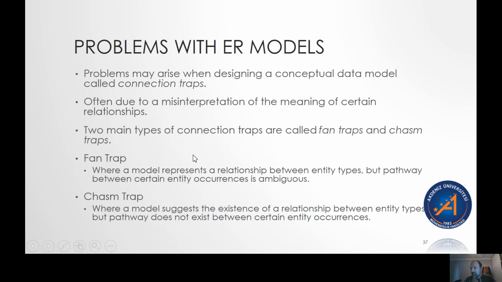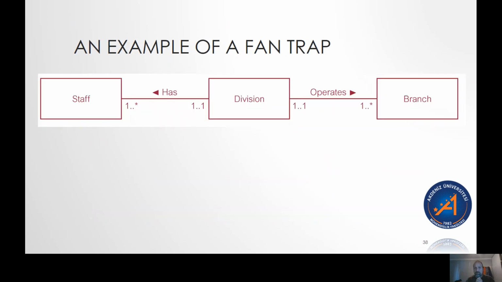So an example of a fan trap is whenever there's a pathway between two different entities that should have a type of relationship, or we should be able to learn things about the pathway from one to another, but there's ambiguity because we don't know how to get there. Let me just show you an example. That's probably the best way.